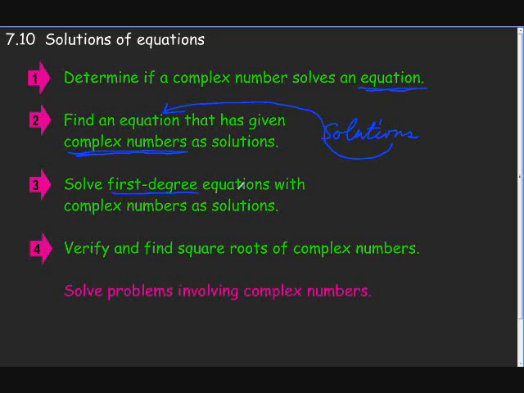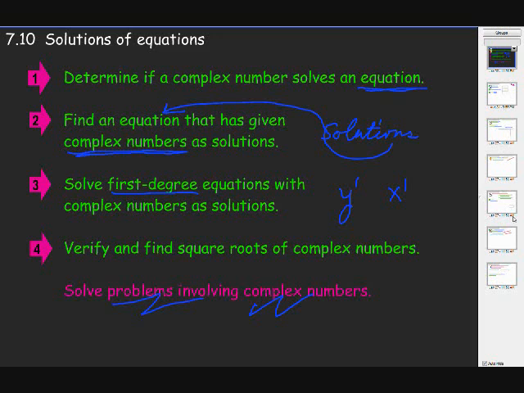We know what this means. This means that the variable is to the first degree, whichever it is. Verify and find square roots of complex numbers. Square roots of complex numbers, that sounds interesting. So more problems involving complex numbers. Let's see what we've got in front of us here today. We've got 3 slides and then another 3 slides. Okay, we can get through that.